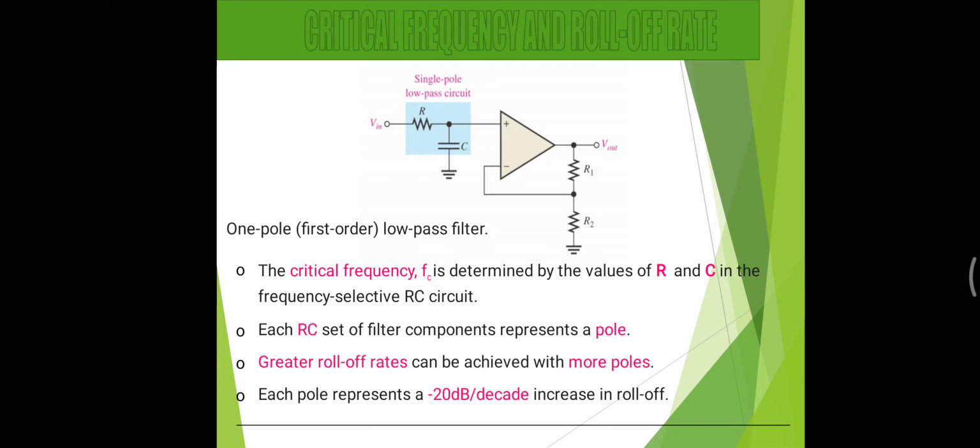Each RC set of filter components represents a pole. Greater roll off rates can be achieved with more poles. If we connect more poles, that means more resistances and capacitances, we can get greater roll off rates, and each pole represents minus 20 dB, that is 20 dB per decade increase in roll off.